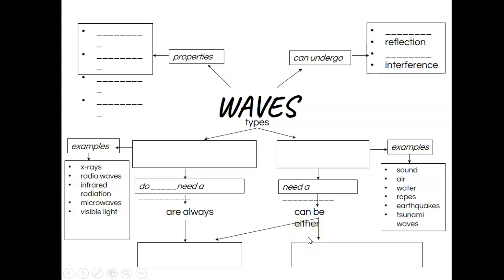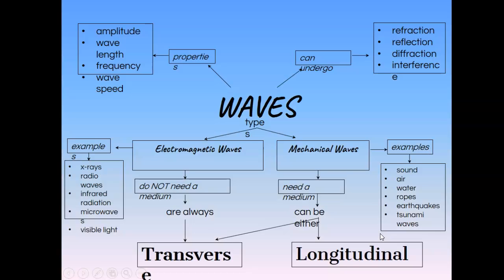Got to go back. We made a mistake, didn't we? Electromagnetic waves do not need a medium. They are always transverse, not mechanical. That should say transverse waves. Mechanical waves need a medium and can be either transverse or longitudinal. Did you get all that? If not, let's check the next screen here and check our answers.